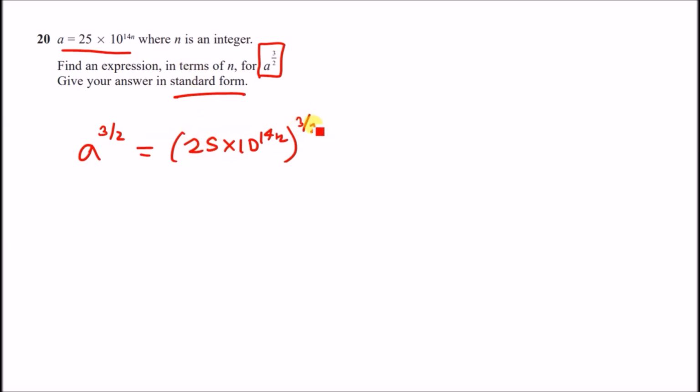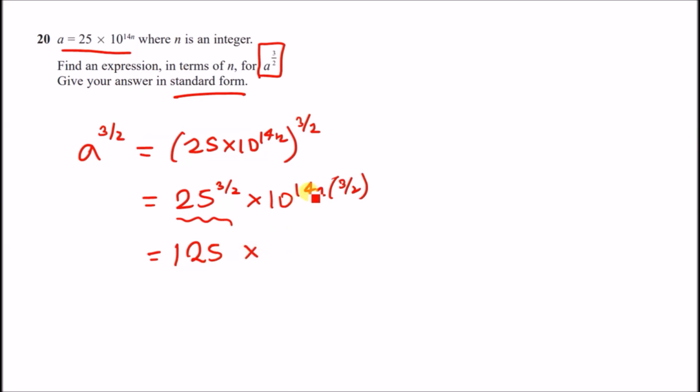Now, just like normal indices, when you raise something to a power, you attach it to every term. So we're going to have 25 to the power of 3 over 2 times 10 to the power of 14n, and because the powers are on the same line, it will be times 3 over 2. Now we just evaluate them individually. For the first bit, this is dead easy. Just smashing your calculator, you should get 125 times. For this part, you just multiply head on. So it's 14n times 3 over 2. In your calculator, just write 14 times 3 over 2, and you're going to get 21, so 21n.